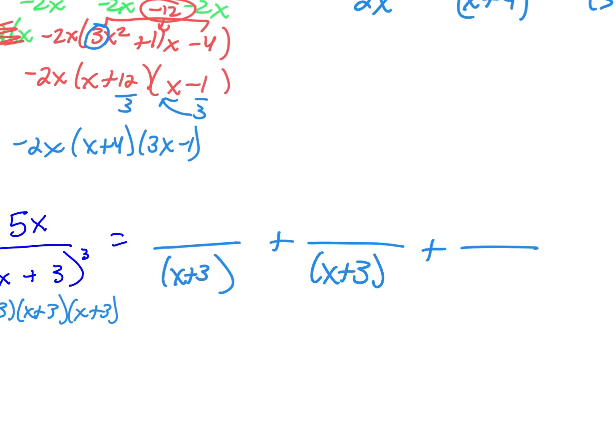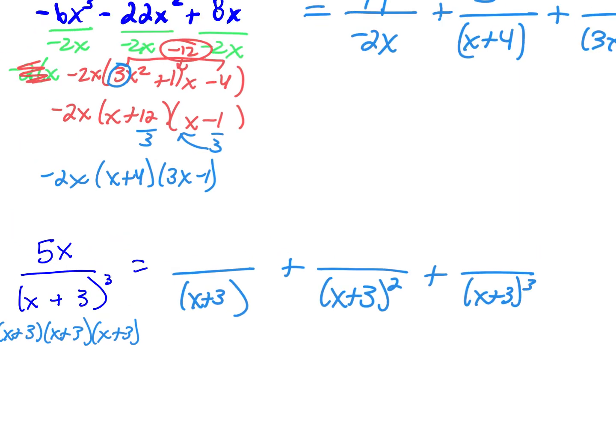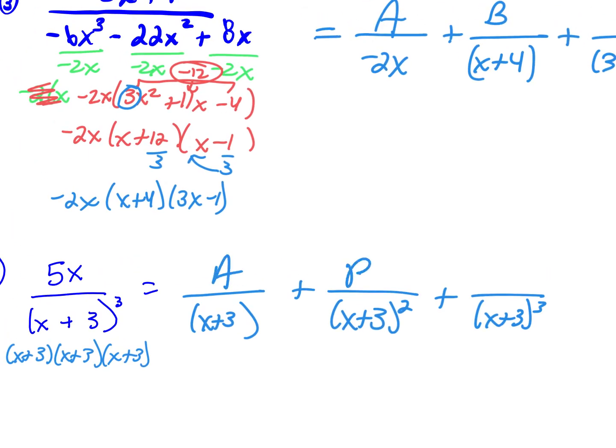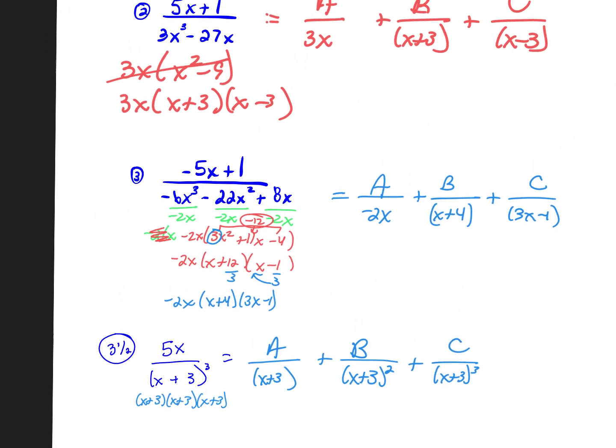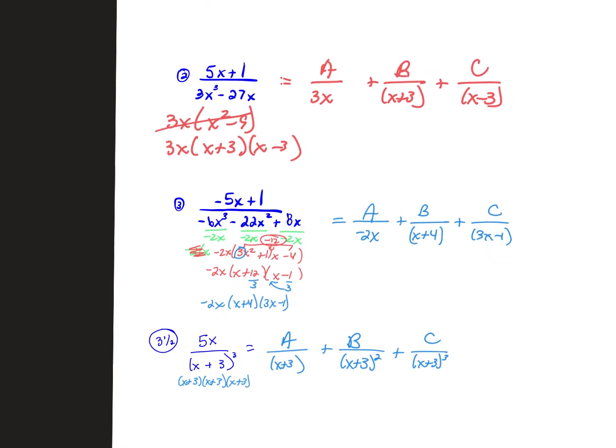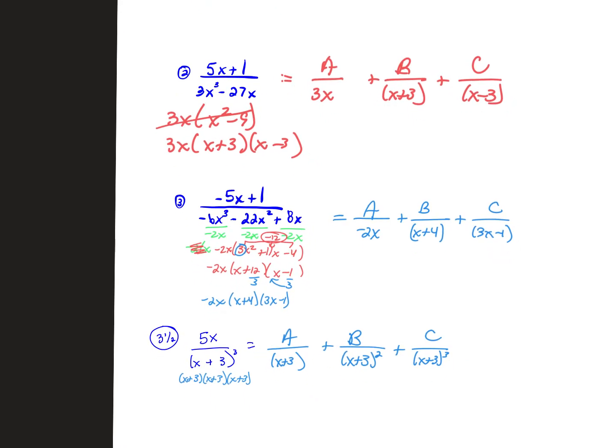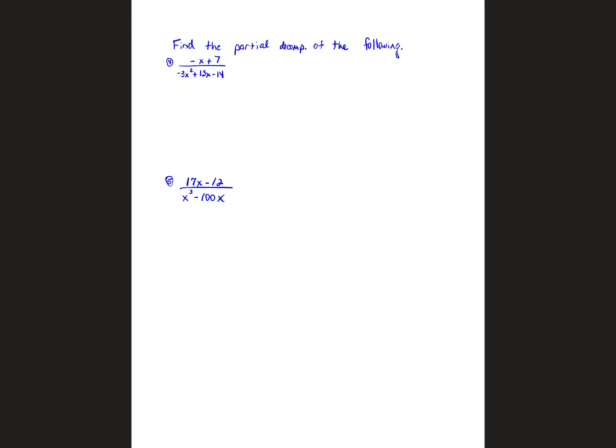And then what's the third one? X plus 3 cubed. If this was to the fourth power, what would my fourth denominator be? X plus 3 to the fourth. Good. So I have A, I have B, and I have C. Do you guys have any questions on the problems where all you're doing is setting up? You do not have to solve. We okay? All right, let's do these two examples.